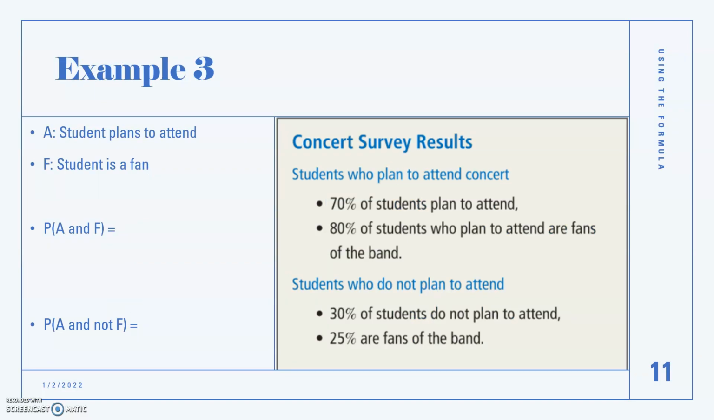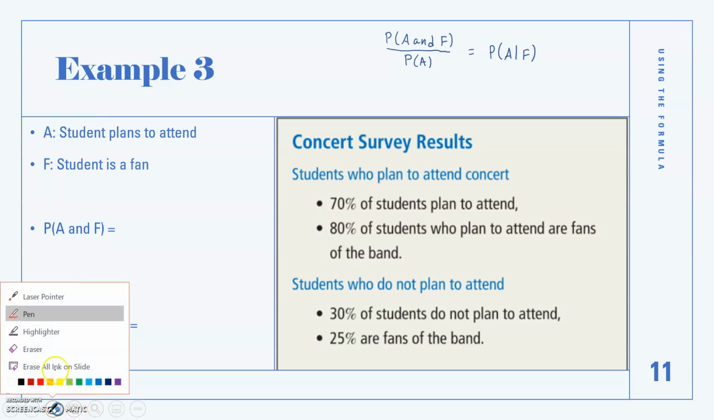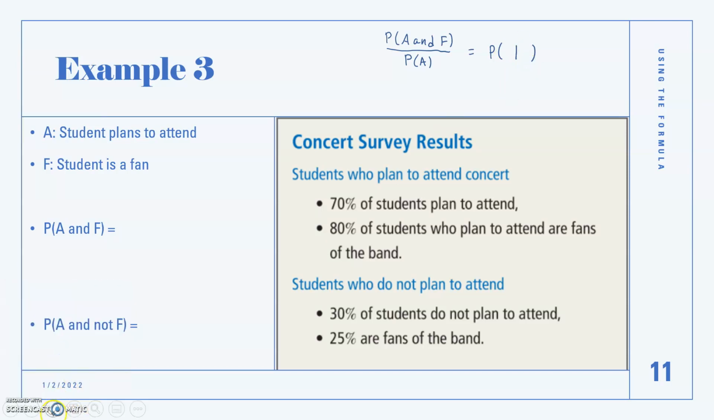Right? So here's another one. We're going to use that formula. So the probability of A and F divided by the probability of A is going to equal the probability of F given A. I wrote that backwards. So if I look at this, the probability that someone is a fan, given that they plan to attend the concert, is 70%.